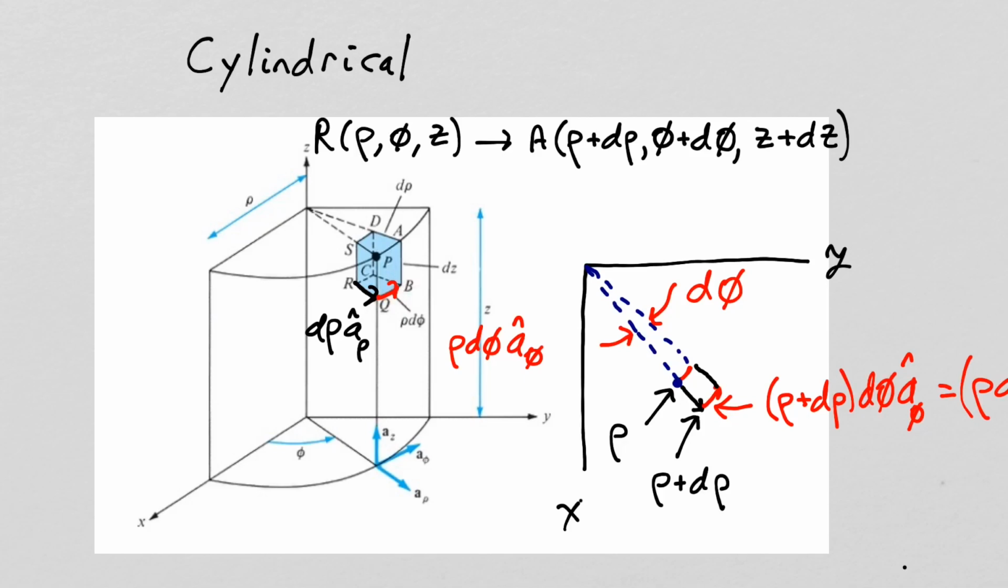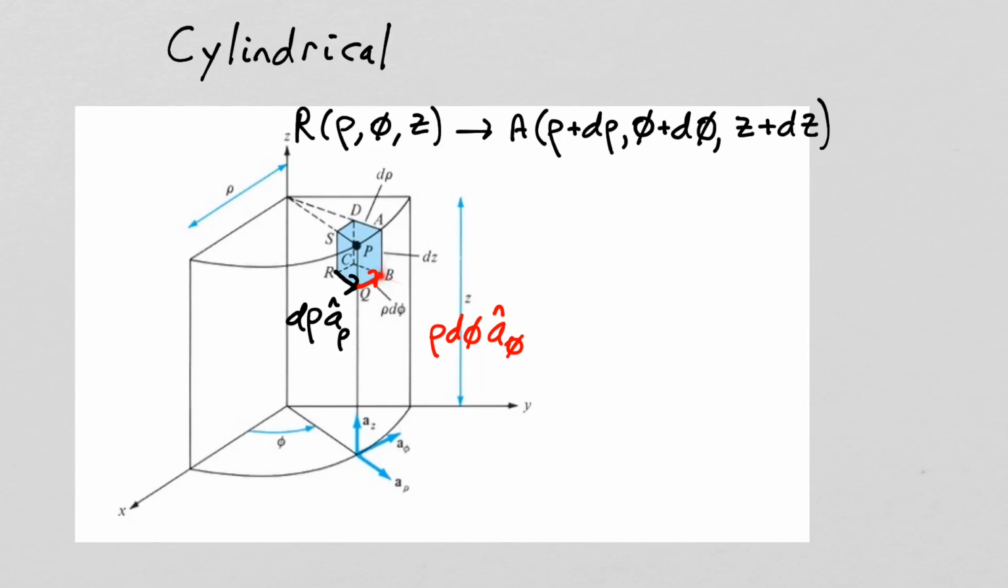And when z changes from z to z plus dz, we move from b to a. So let's define this differential length of magnitude dz in the z direction. So our length differential dl is the vector that's going to point from R to A, so it will just be the vector sum of these three differentials. So here is our differential length in cylindrical coordinates.